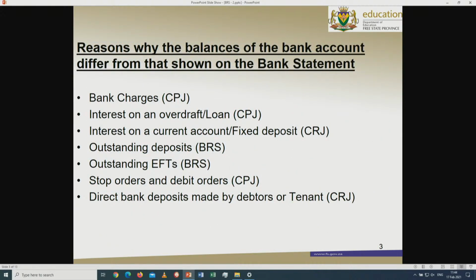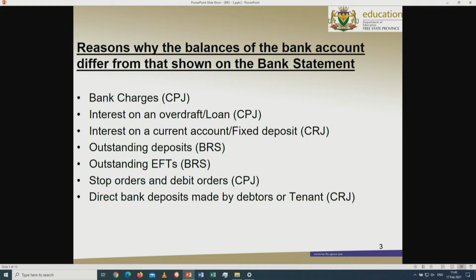Reasons why the balance of the bank account differs from that shown on the bank statement. Remember, we are saying the two sets of information won't agree. When we compare our CRJ and the CPJ with the bank statement, they won't be the same because of the following reasons.